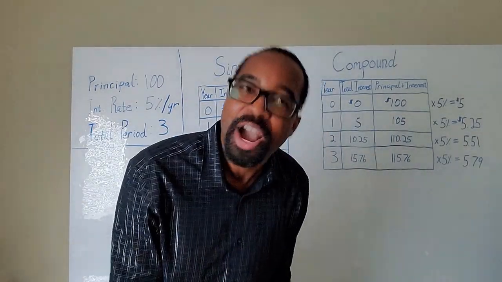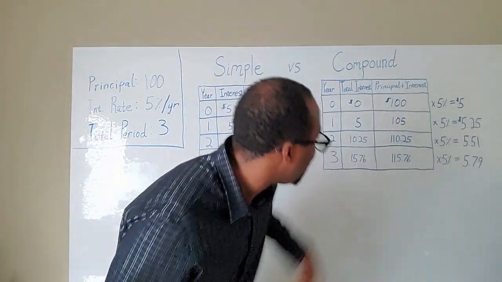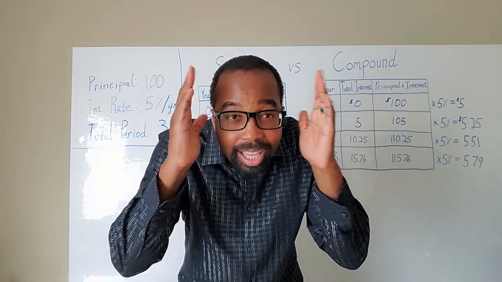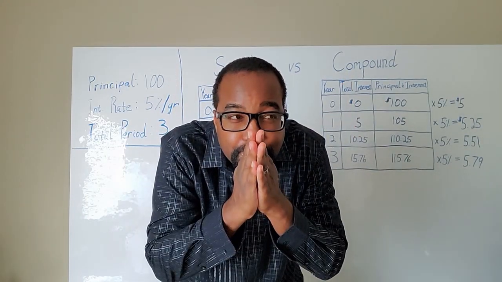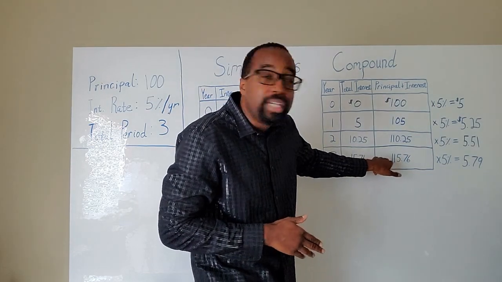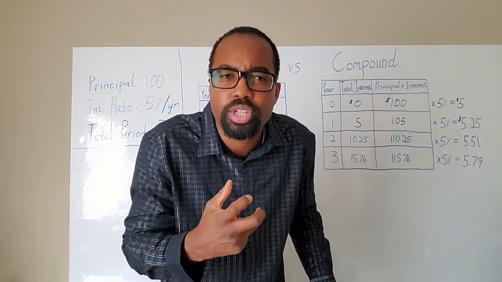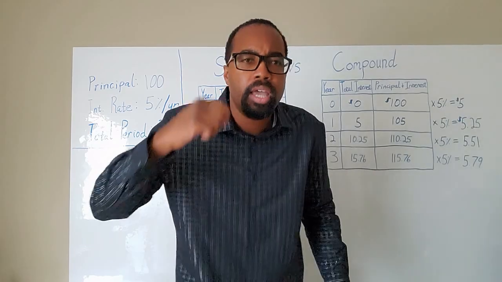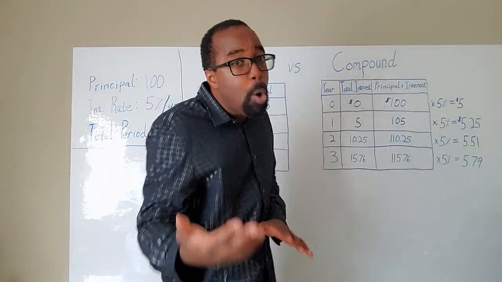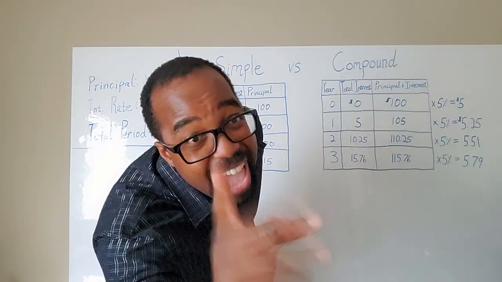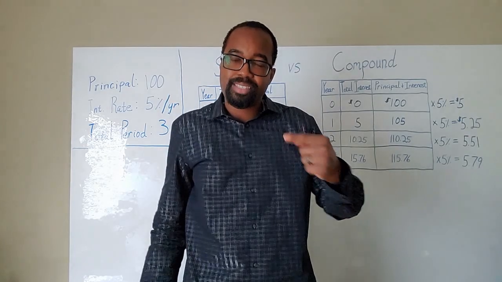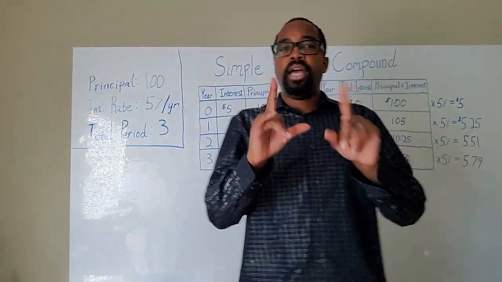This is exciting. Are y'all getting excited like me? Look, then we add it to the principal, all right? We add it to the principal, and then what? We come up with the $115.76, okay? But that's not all, folks, because if you wanted to do more, you got to multiply that by 5%, which equals $5.79.